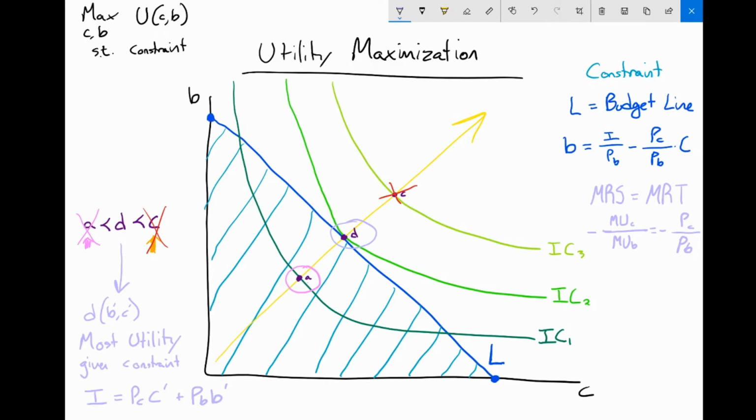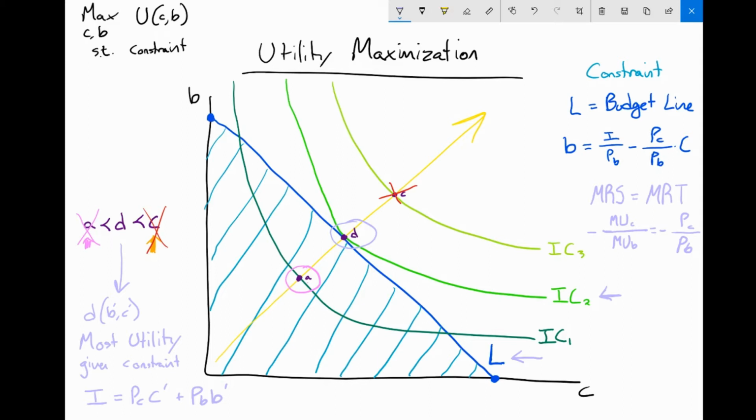With that said, now we have a graphical understanding of what we do when we're doing utility maximization. That is, we are looking for bundle D. We're looking for the combination of bagels and coffee that give us the highest level of utility that is possible given the budget constraint that we have. How do we do that mathematically? Well, that's what we want to do next.